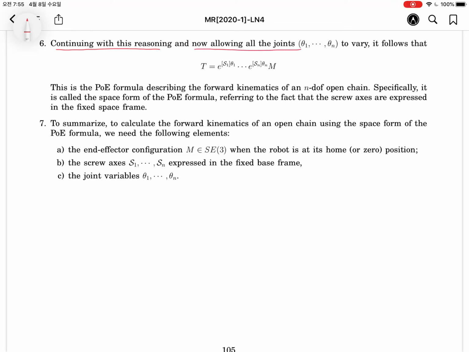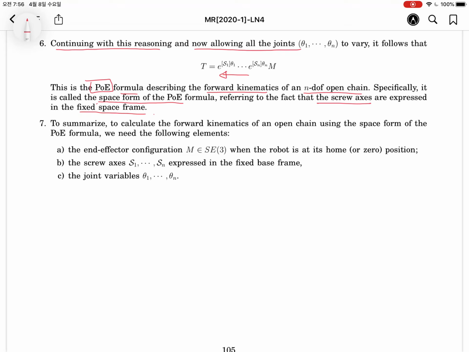Continuing with this, and now allowing all the joints to vary as a pre-multiplication, this is the POE, the product of matrix exponentials formula, describing the forward kinematics of an n degree of freedom open chain. It is called the space form of the POE. In here, all the screw axes are expressed in the fixed space frame.